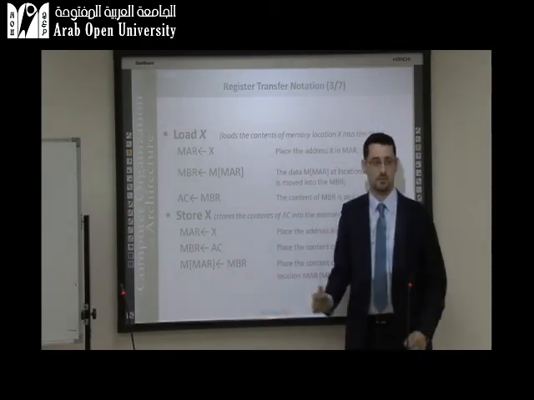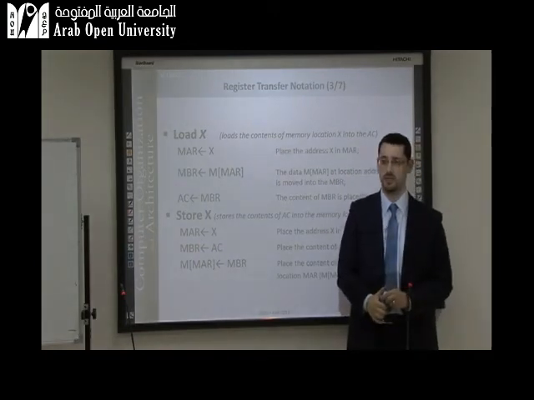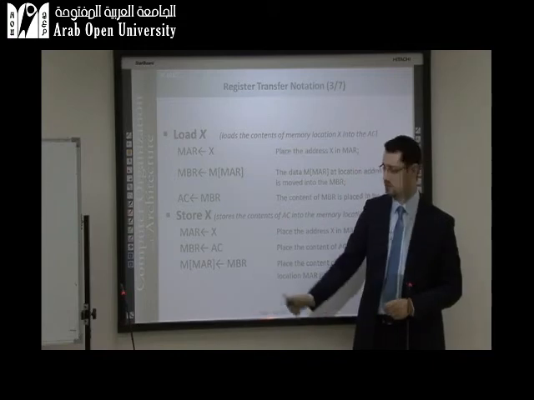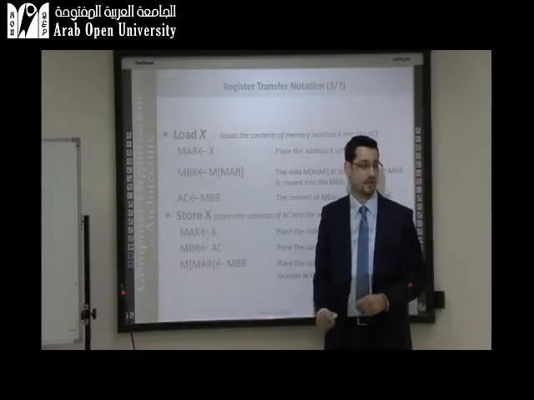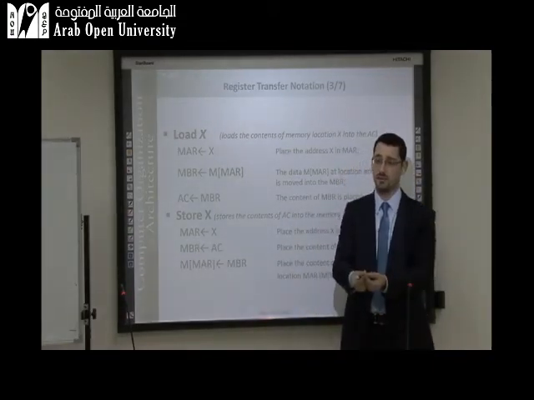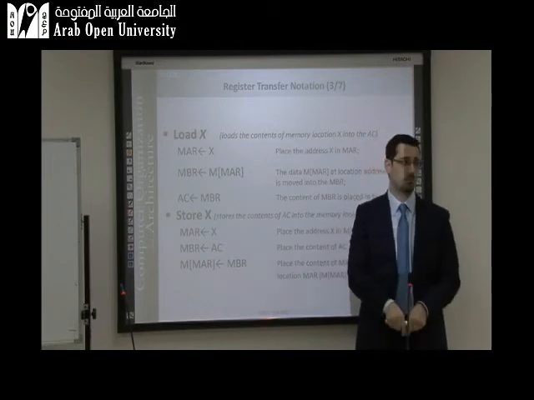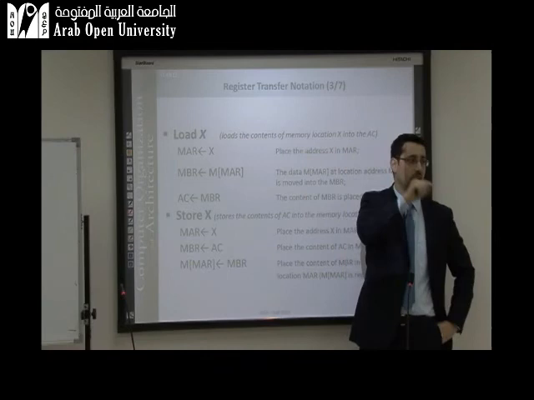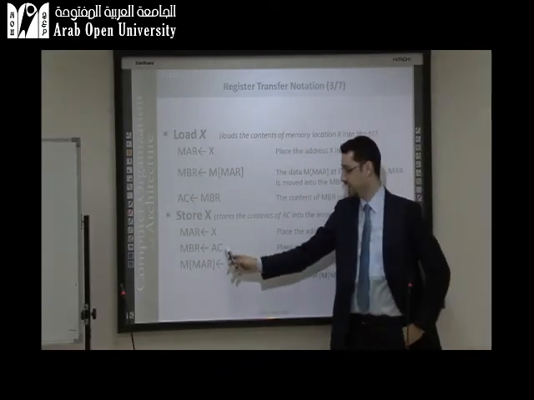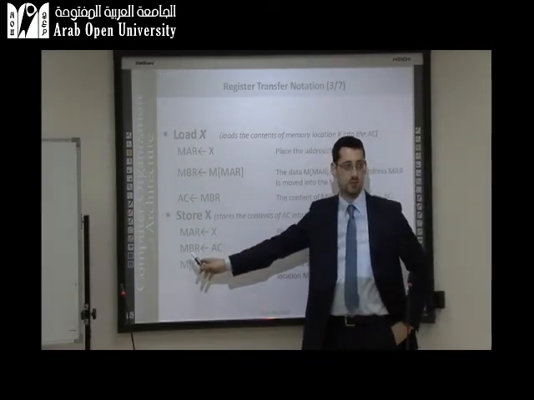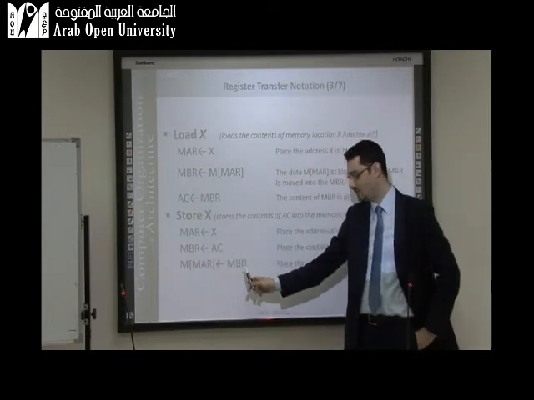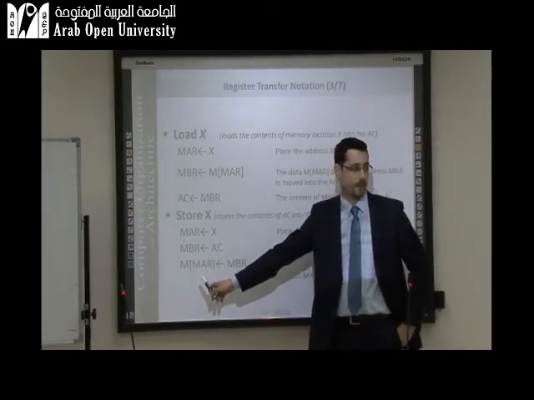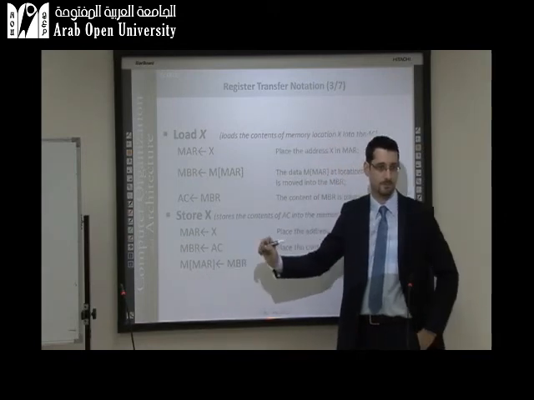Store X, same idea. I need to store something inside the memory, so I need to put the address in the memory address register. So I put X in the MAR. And what I need to store inside the memory should be stored inside the MBR. So everything I want to store inside the memory should be in the MBR. So I will put the accumulator inside the memory buffer register, and then what I have in the memory buffer register will be stored at address MAR, okay? Clear?